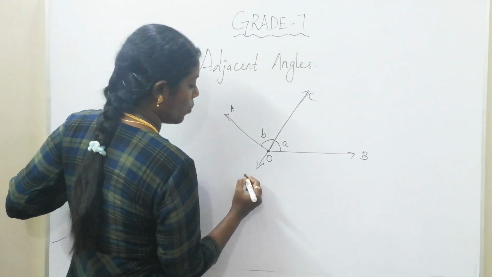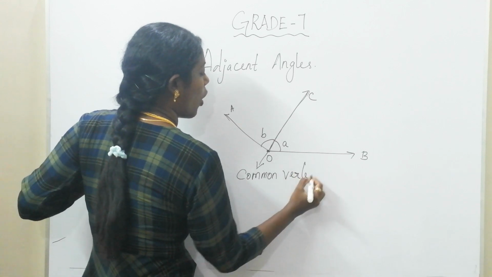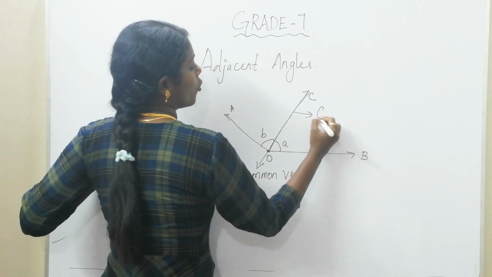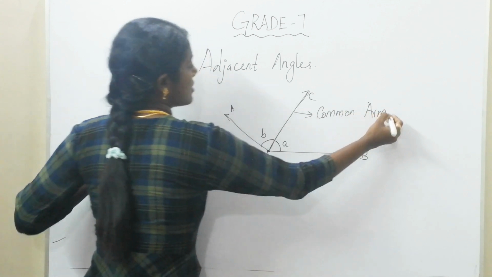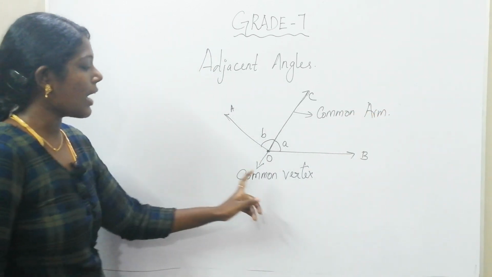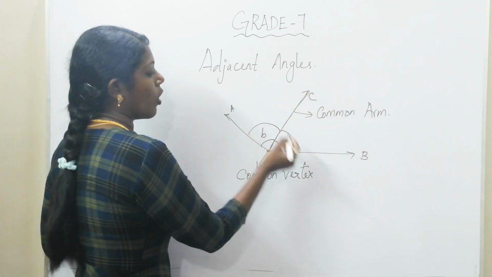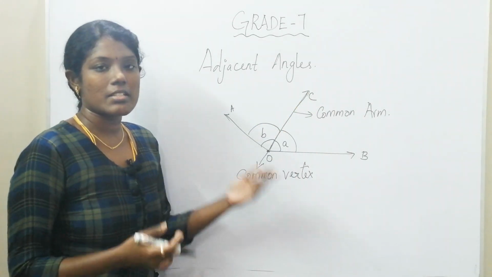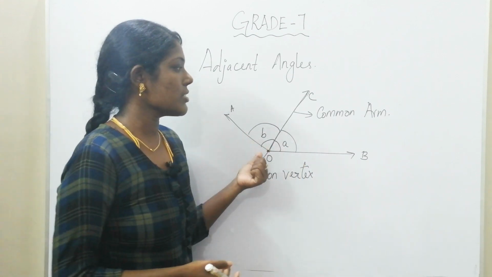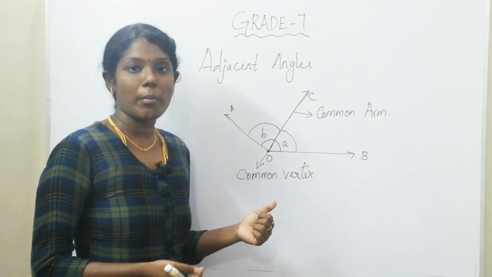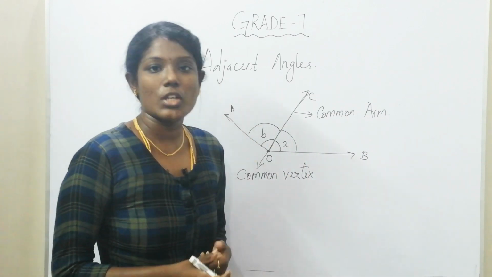They have a common vertex, that is a common point, and they also have one arm in common. They also have a common arm. So this type of angles, you call it as adjacent angles. So if they have a common vertex and a common arm, then these two angles are called adjacent angles. Adjacent we already know, which are next to each other. That is called as adjacent. So adjacent angles will have a common vertex and a common arm and they will be next to each other. That is called as adjacent angles.